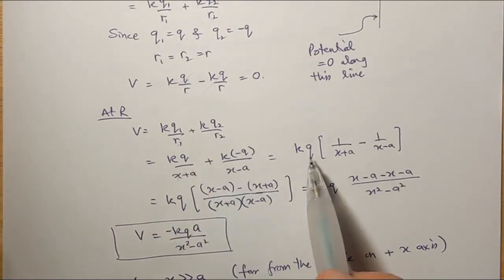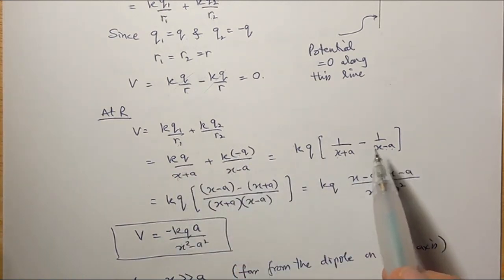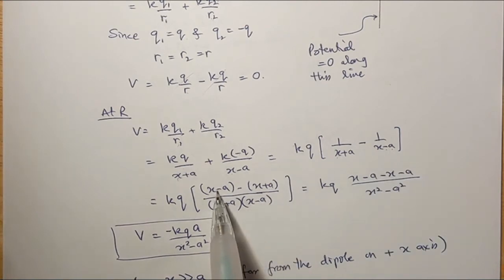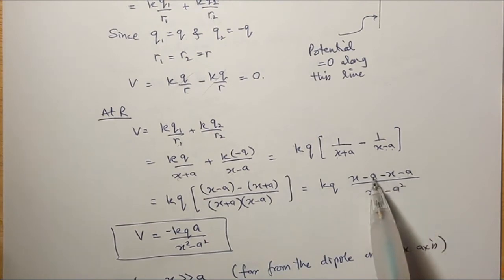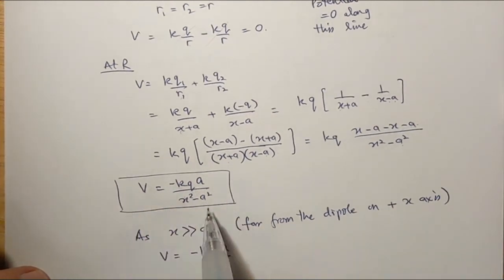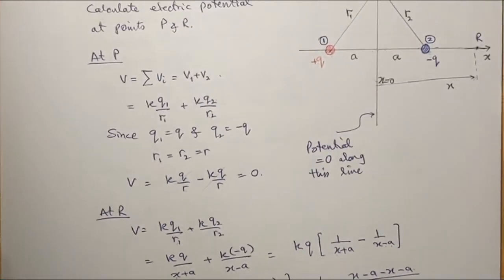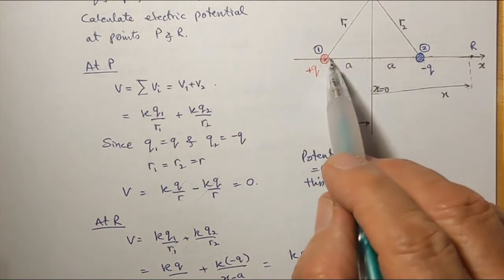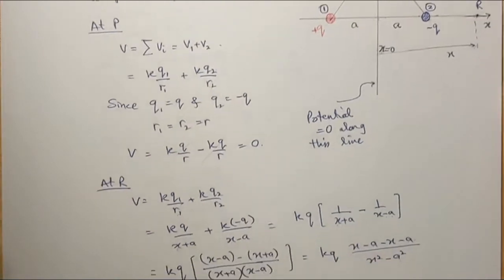So Q2 is negative Q, and this is X minus A. And then we can take the K and Q outside. We'll have 1 over X plus A minus 1 over X minus A. And then we have the LCM, X minus A and X plus A. The X's will cancel out, and we are left with 2A over X plus A times X minus A. And so that becomes the potential at the point R: KQA over X squared minus A squared. So it's going to be KQ times A divided by X squared minus A squared.